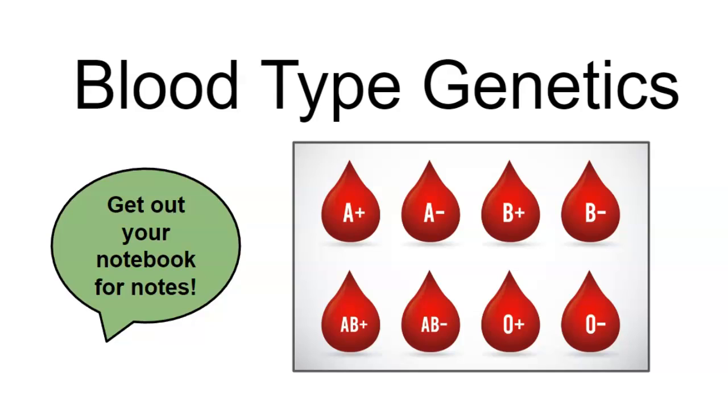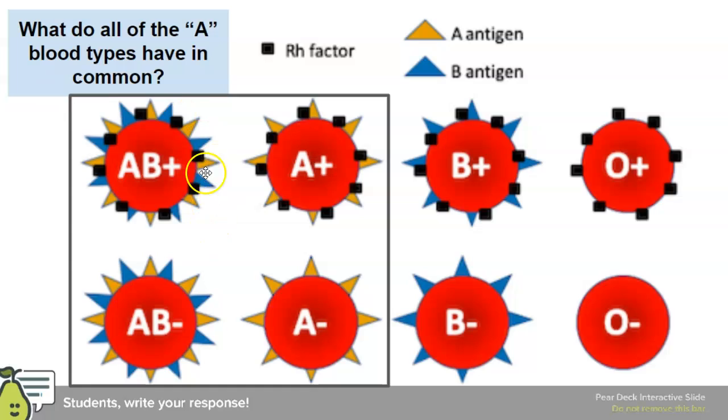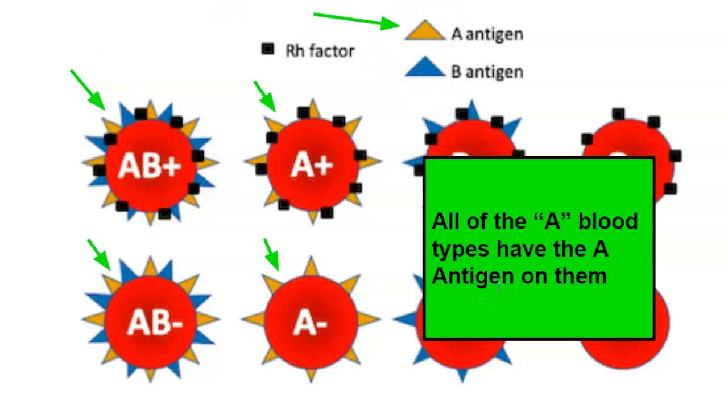But first, we're going to take a look at what these different blood types have in common. In this slide, I've got pictures of the actual red blood cells. These are cartoon drawings, but they're showing things on the surface of those red blood cells. I want you to take a look at the A's. These are all A blood types. They might have some other stuff like a negative or a positive or a B, but what do all the A's have in common? You'll notice that the A's all have this orange triangle, and that is something called the A antigen, okay? So the A antigen is something that they all have in common.